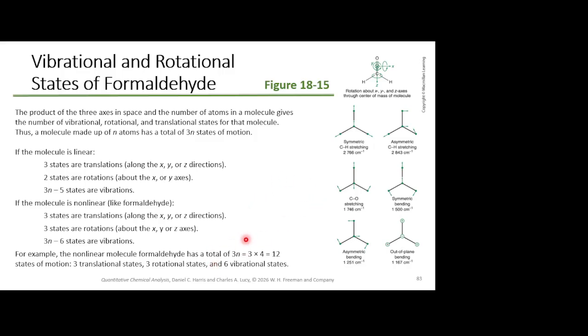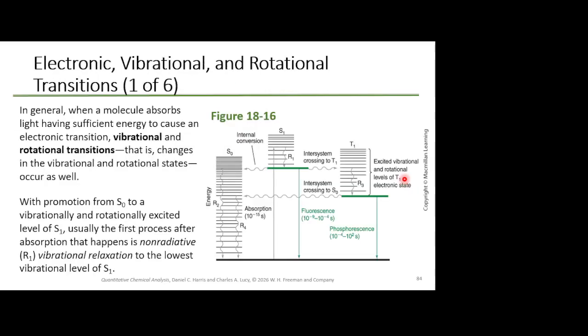All right, so if we do that for formaldehyde, that's 3 times 4, that equals 12. And so we'll have 3 translations, 3 rotations, 6 vibrations. Those are the 6 vibrations right there. Okay, so let's look at those energy states now.